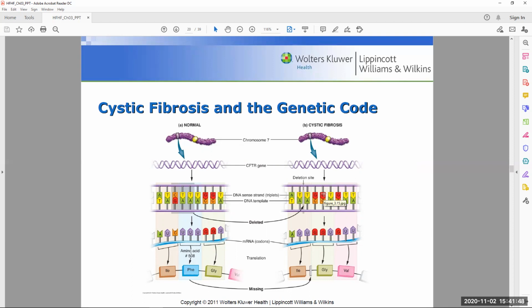Well, for cystic fibrosis, you do have gene deletion of the CFTR. And you might be saying, what is the CFTR? Well, the CFTR is the cystic fibrosis transmembrane conductance regulator. So the CFTR is a specific protein important for the formation of normal mucus within the lungs itself.